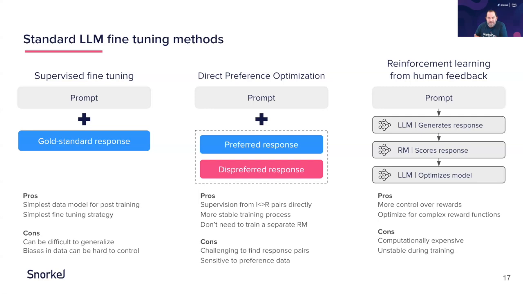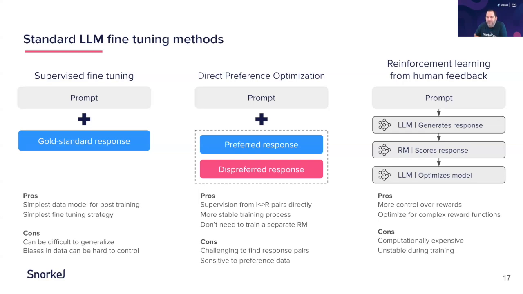DPO, direct preference optimization, is a simpler approach. There's two here, preferred and dispreferred, but it could be ranked, right? But the idea is we not only want to show the LLM what makes a good response, but what makes a bad response, which can help teach it and help it learn better.